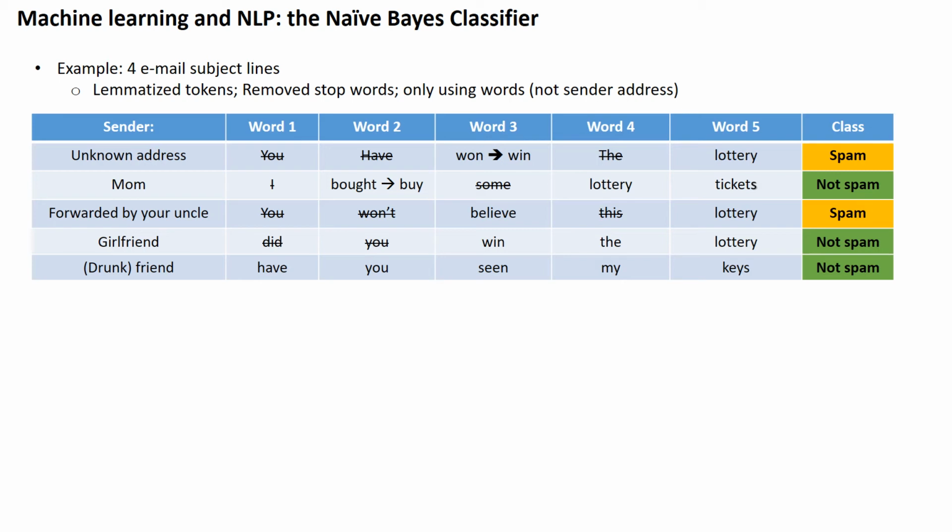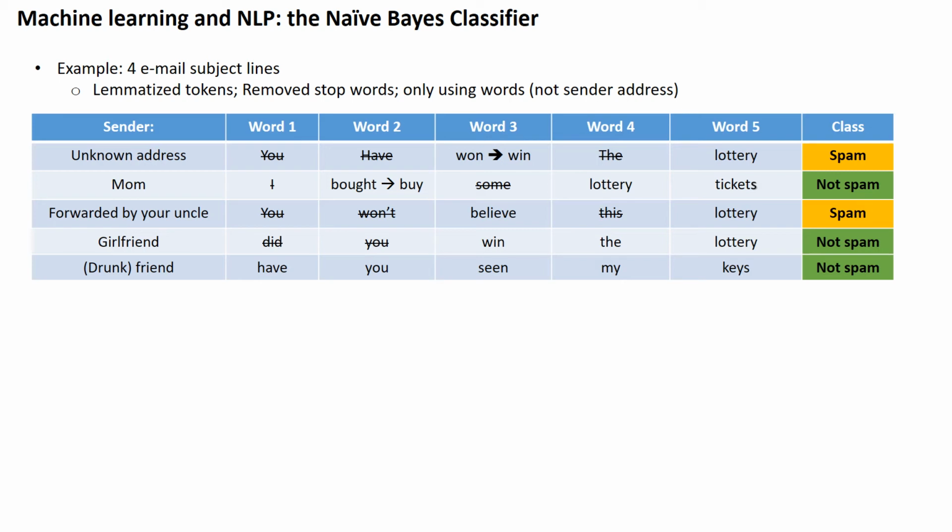Then you have an email of your mom that reads, "I bought some lottery tickets." Okay, great, mom. This is not spam. Then you have an email forwarded by your uncle. Oh, great. Here we go again. So the subject line is, "You won't believe this lottery." It's again one of those chain emails that your uncle has sent to you. It's clearly spam. We don't want that in our inbox.